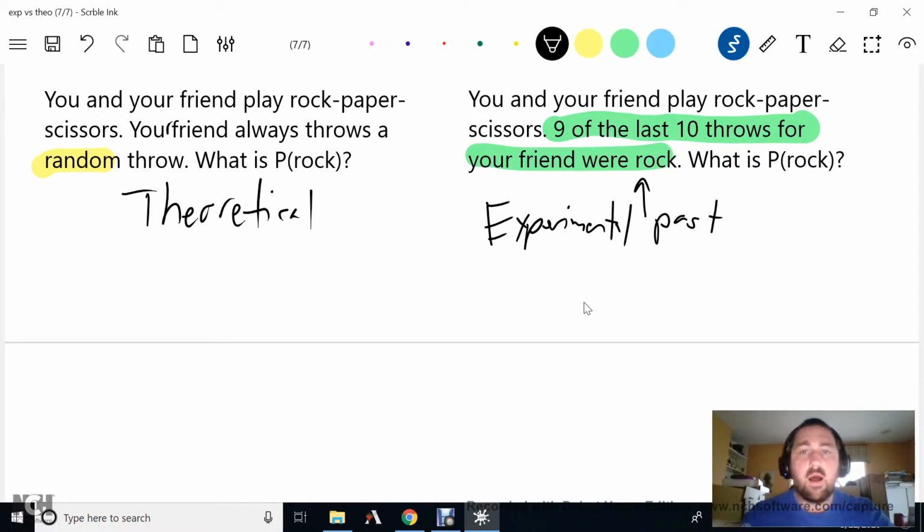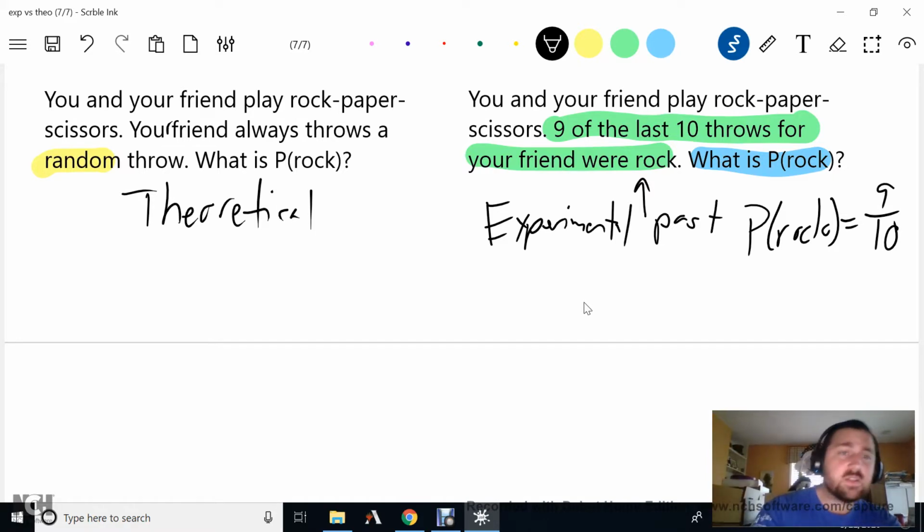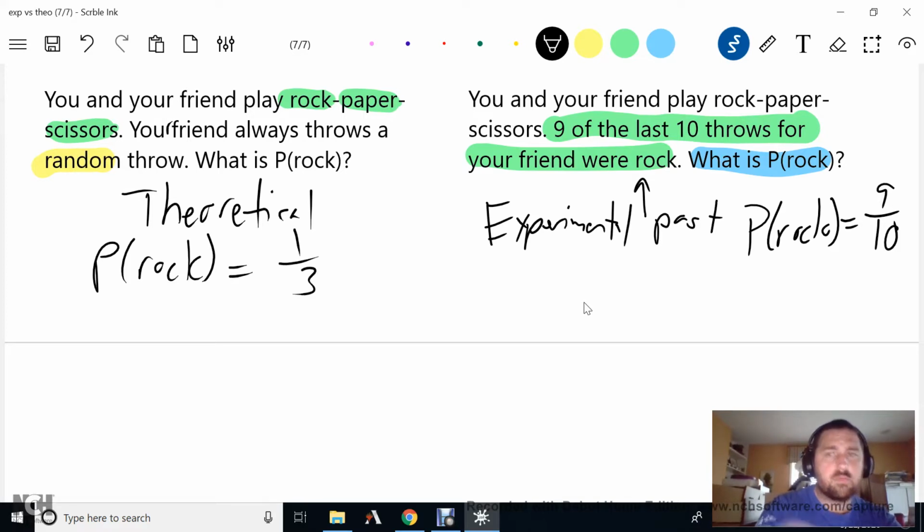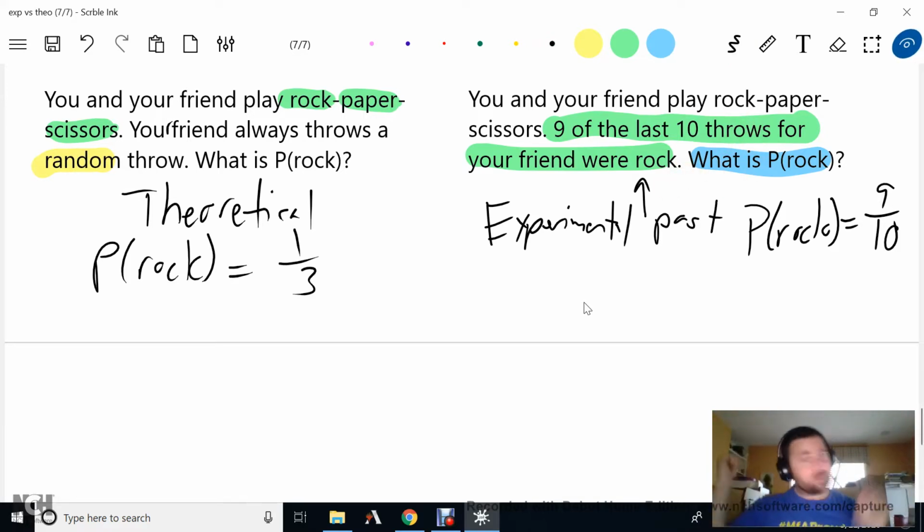Just to check, what would actually be the probability of rock in this case? Well, 9 of the last 10 throws were rock, so the probability of rock, I think, should be 9 out of 10. And in this case, if your friend's throwing random throws, well, there are 3 total possible outcomes. So now the probability of rock should be 1 out of 3. So over here, your friend really likes rock. I mean, rock kind of beats everything, except for paper. And over here, your friend's just like, whatever, it's just whatever comes to me. So it's like a different way of thinking about the likelihood of something occurring. I hope that makes sense.